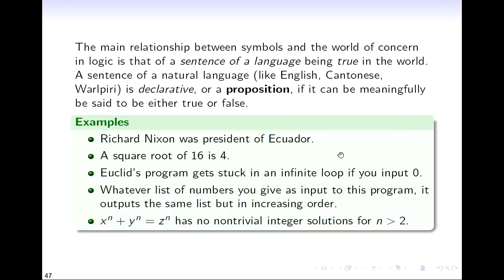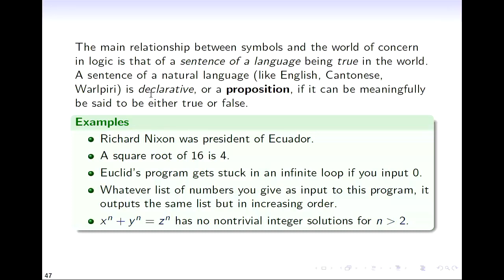We can say that when we talk about natural language, a sentence in natural language, like English, but it could also be Cantonese or Walpiri or any other language, that has a certain meaning, is declarative, or as we call it, a proposition, if it can be meaningfully said to be either true or false. And here are a few sentences where we would all agree that we can understand them and say, yep, they are either true or they are false.